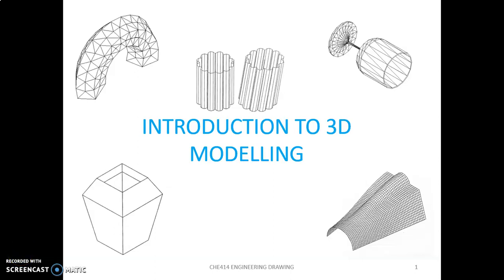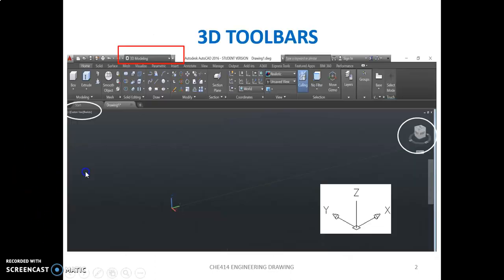So this week we are going to learn about 3D modeling. First you have to change from 2D to 3D modeling, and then at the toolbar you'll see this interface. Okay, and also you'll see the X, Y and Z axis. In order to do 3D, you must have these three axes.